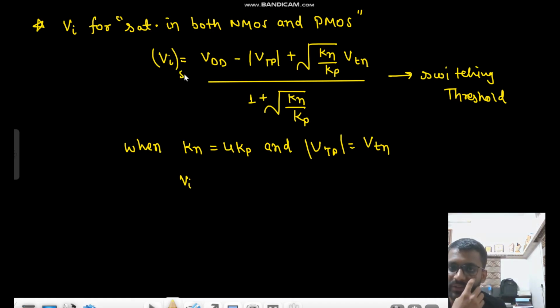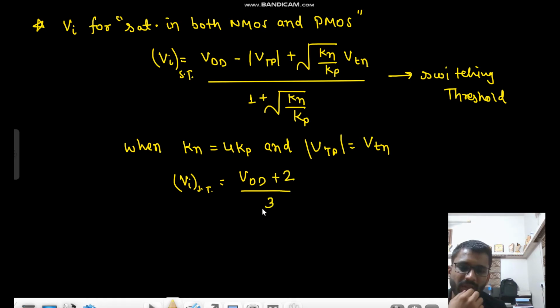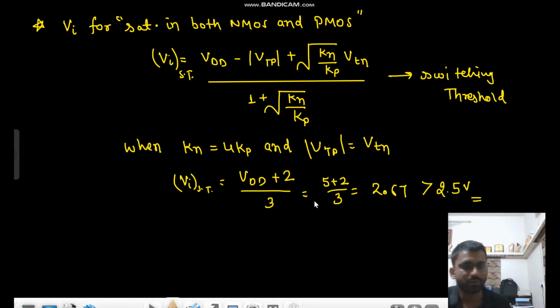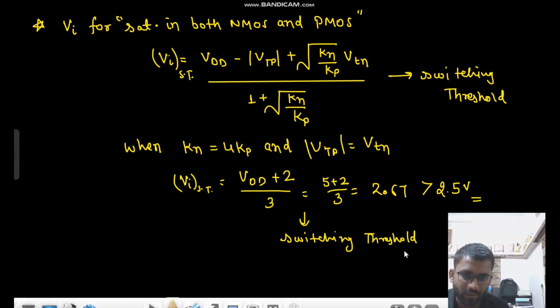V in switching threshold would be VDD plus 2 upon 3, right? So 5 plus 2 by 3, 7 by 3, that is 2.67. And that is greater than 2.5 volt, right? So your switching threshold increased.